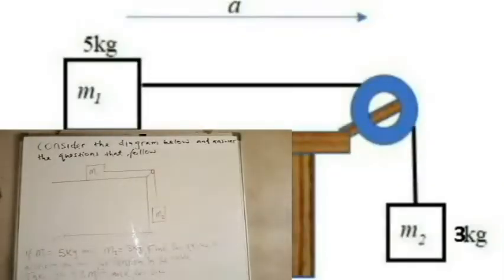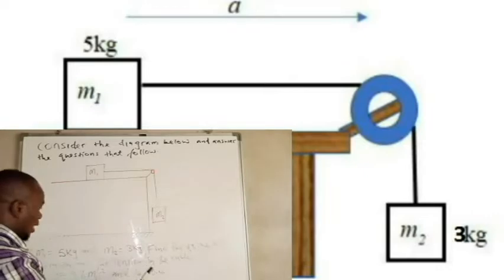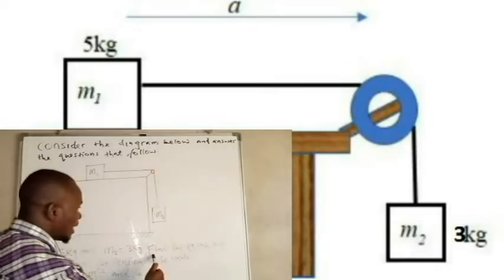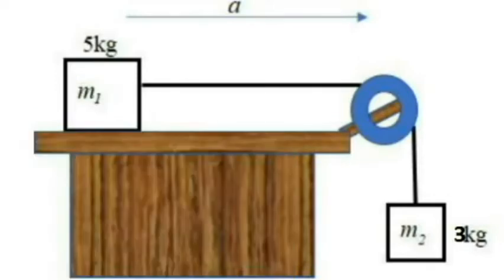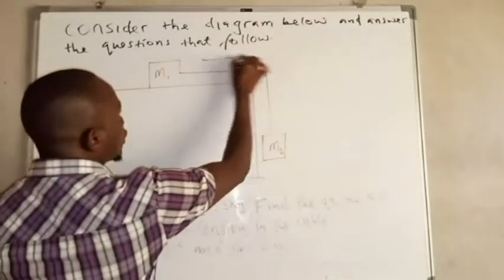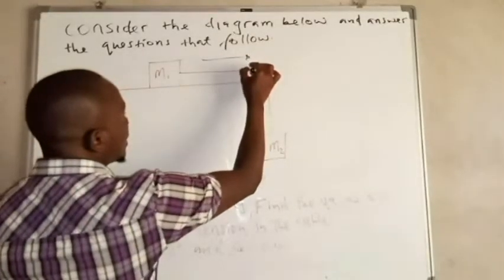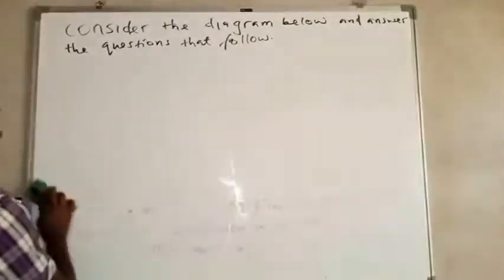The information that we've been given is mass 1, which is 5 kg, and mass 2, which is 3 kg. Now, find the value of the acceleration and the tension in the cable. So this is the question that we're going to consider. Assume the motion is in this direction, moving like this.